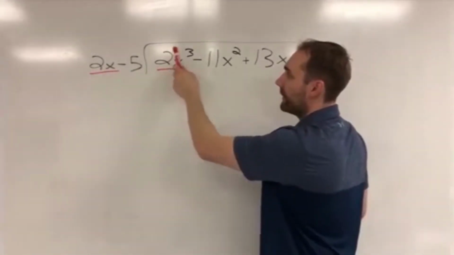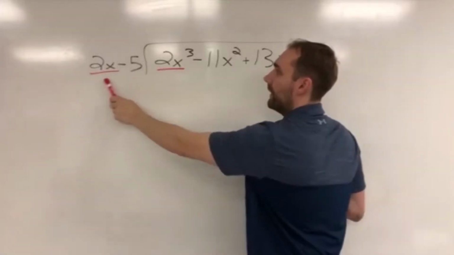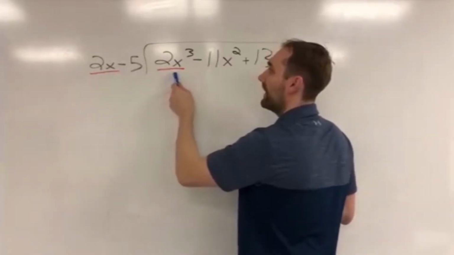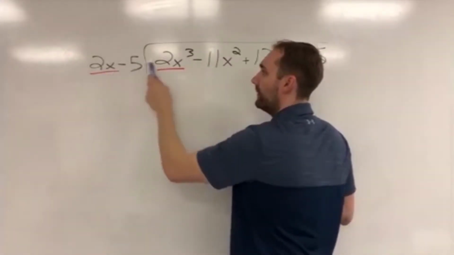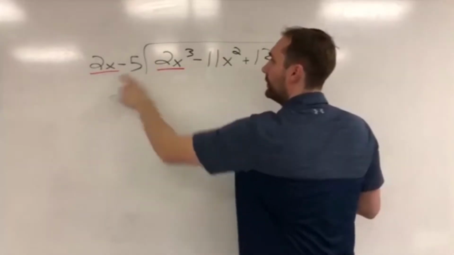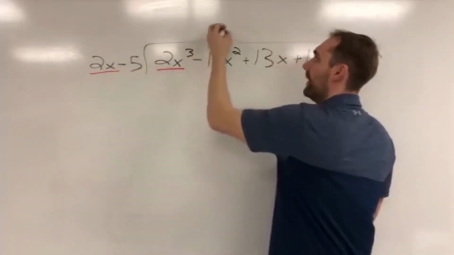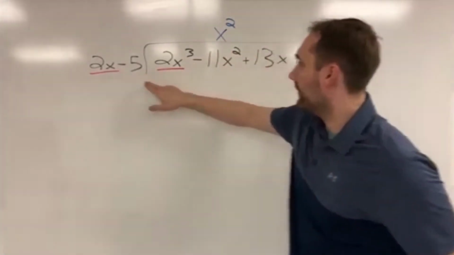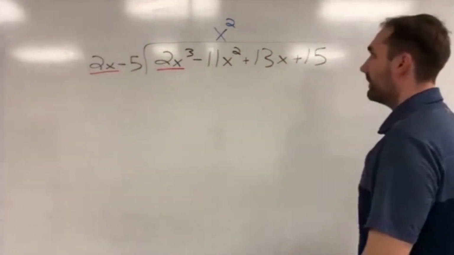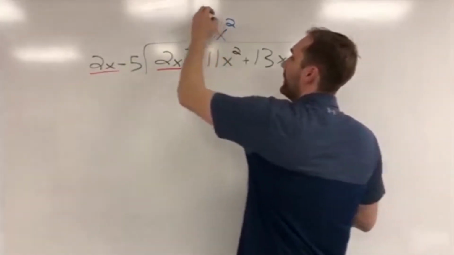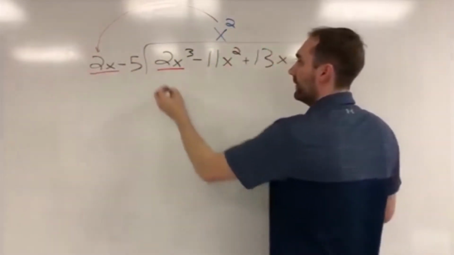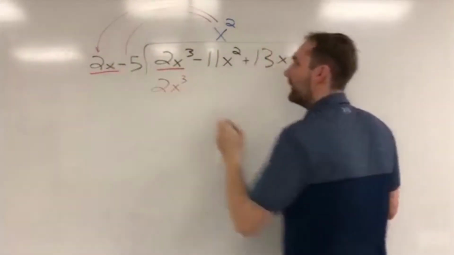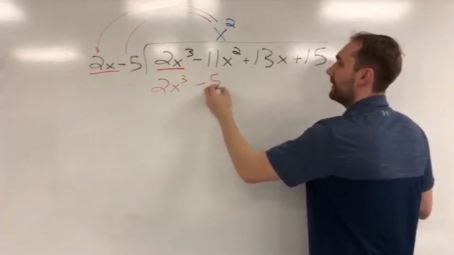So I'm looking at my first 2x cubed and my first 2x. What do I multiply 2x by to give me 2x cubed? 2x times what is 2x cubed? Well, I have my 2, I have 1x, but I'm missing 2 more x's. So x squared times 2x is 2x cubed. Now let me take this x squared and multiply it back to my 2x, which we now know is 2x cubed. But let me also multiply it to negative 5. Gives me negative 5x squared.